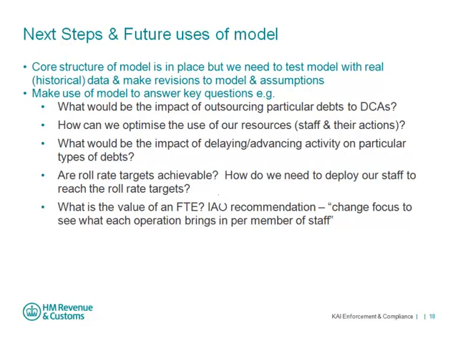What would be the impact of either delaying or advancing activity on certain types of debts at certain times of year, particularly because it is a very peaky profile of debts? Are our roll rate targets that have been set within HMRC achievable? And how do we need to move our staff around in order that we can achieve them? And the final one is on the back of an internal audit office recommendation to change our focus to see what each operation brings in per member of staff: what is the value, what is the contribution for a full-time equivalent member of staff?